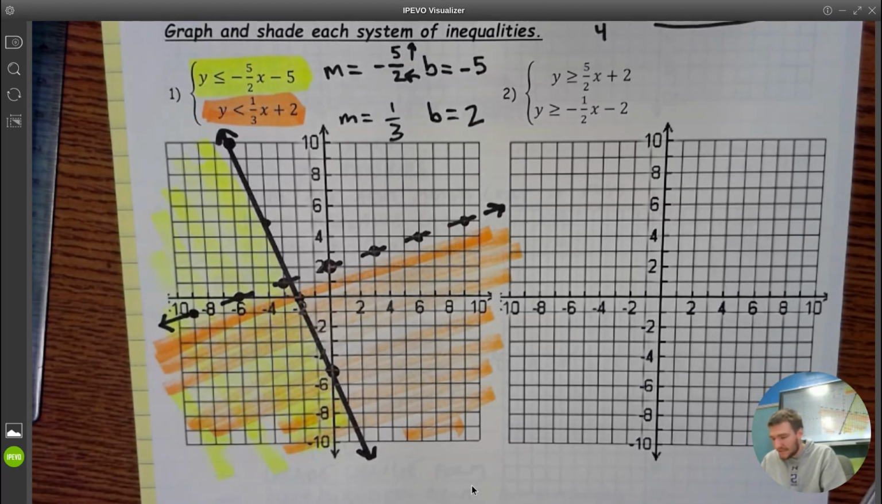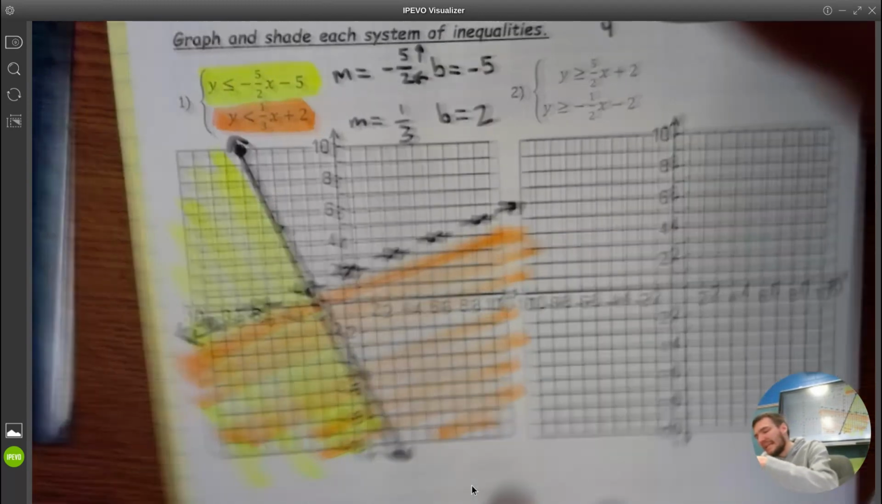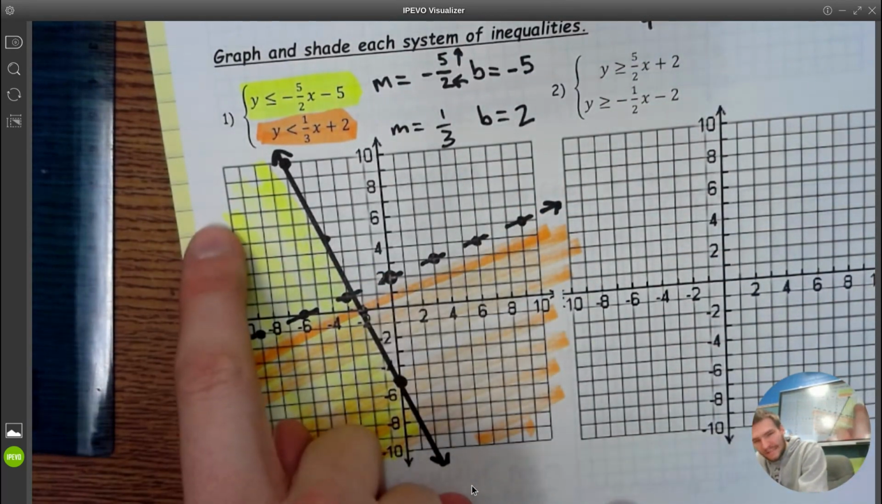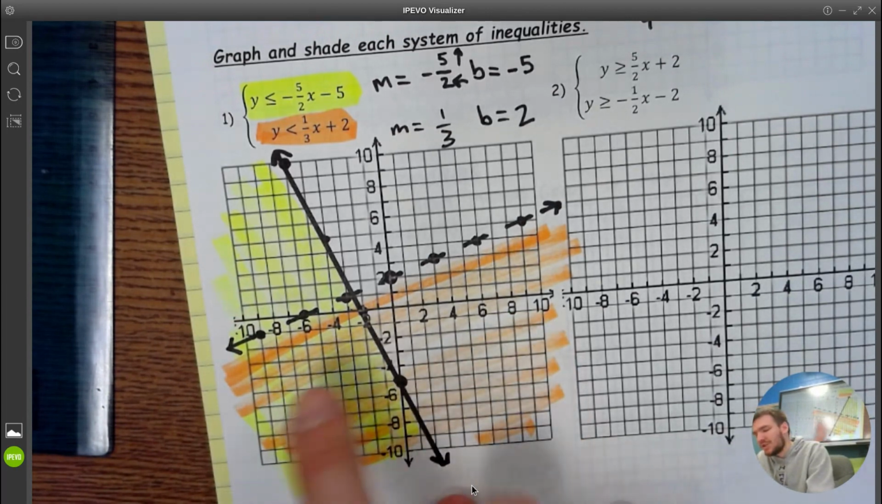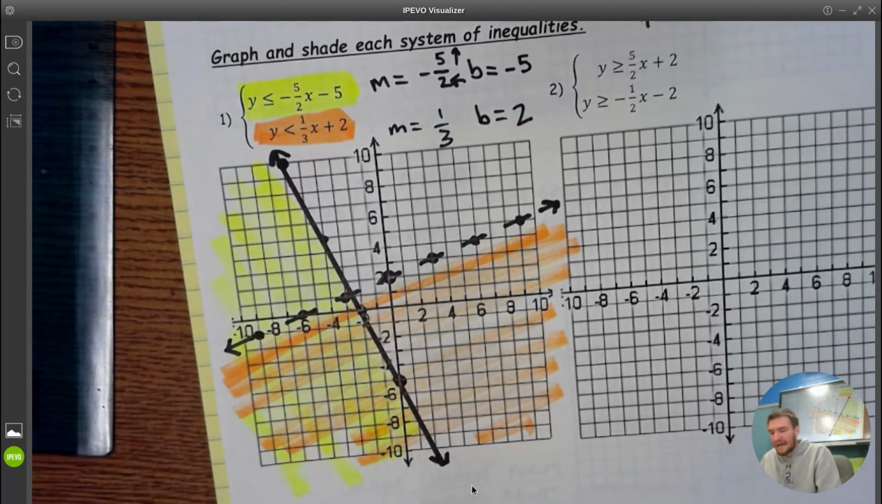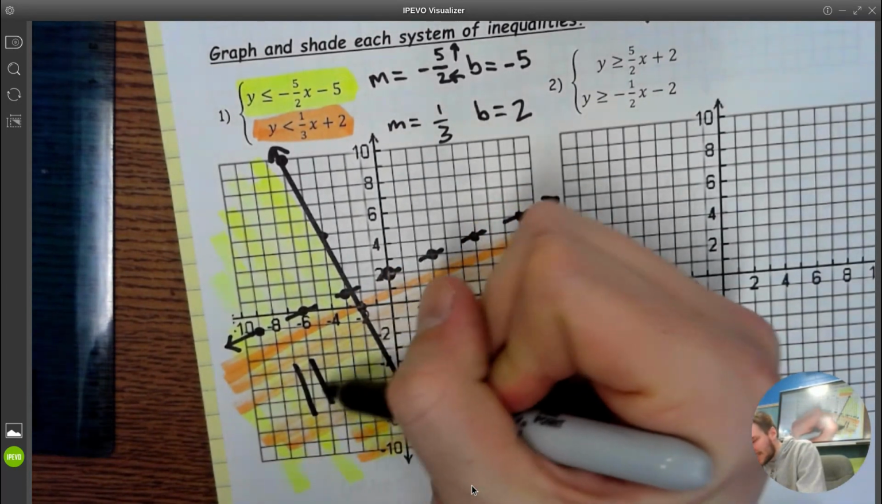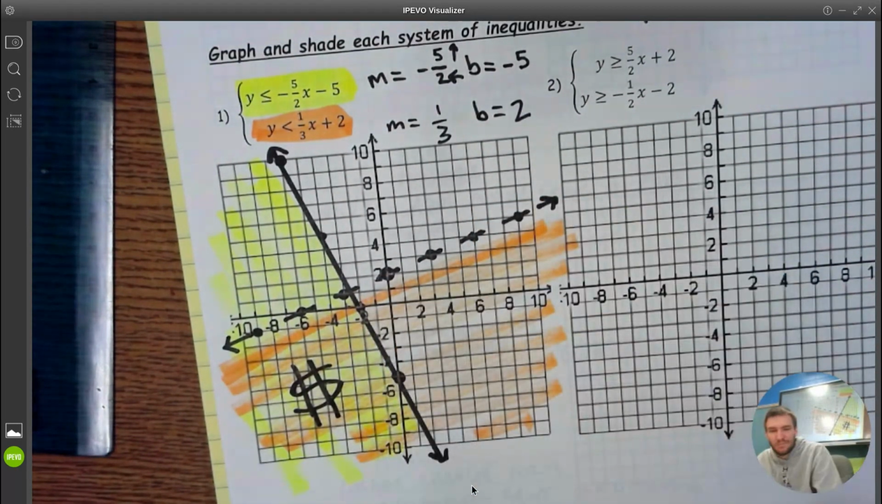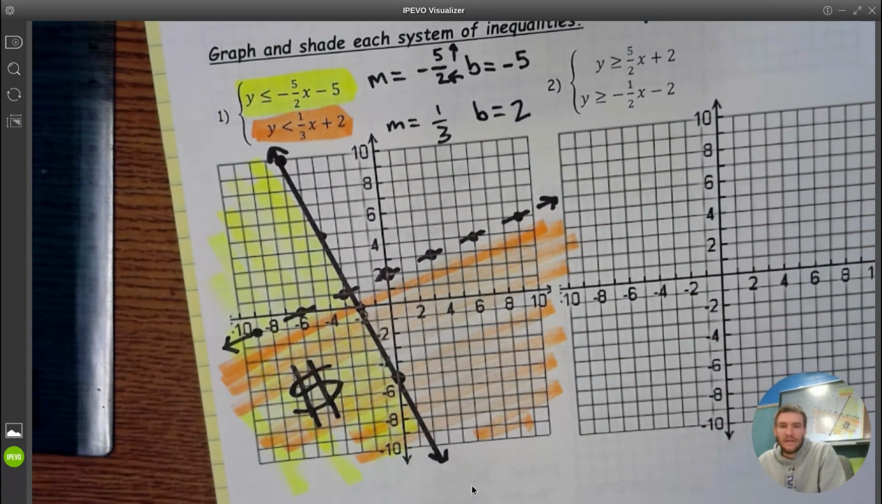And now, if you've done a perfect job, you should have an empty side, only yellow, and only orange, and over here you should have this region. And this region got colored by both. I like to just put a money sign because that's where all the answers are. That's where all the business is, down there. Okay?